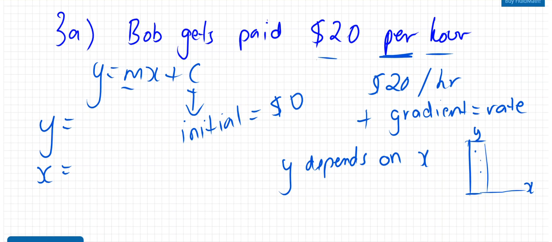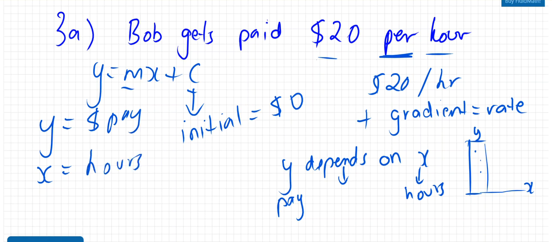So now, in this situation, what depends on what? Does time or hours depend on pay, or does pay depend on hours? Obviously, his pay depends on how many hours he works. So y will have to be pay and x will be hours. And in pretty much every case, x is always time because everything depends on time. So just state that y will be his pay in dollars and x represents time in hours.